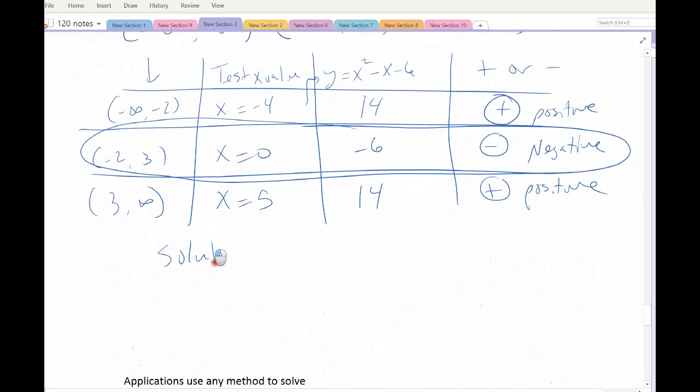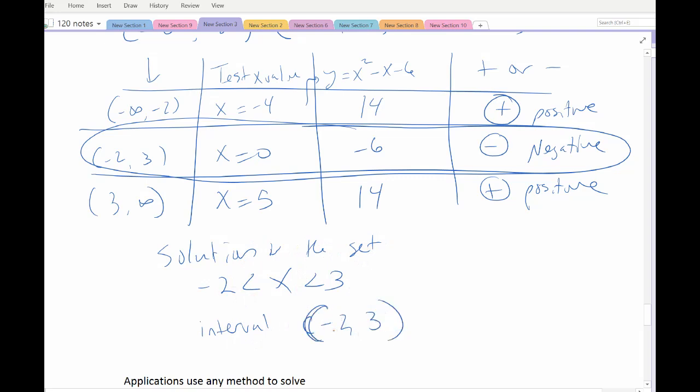So the solution is the set where x is less than 3 and greater than negative 2, or using interval notation, negative 2 to 3, where I use parentheses, right? Because I don't include the boundaries. I don't include the zeros. So I can plug anything I want from negative 2 to 3, not including negative 2 and 3, and I will get out a negative number from my original function, x squared minus x minus 6 less than 0. If I pick anything between negative 2 and 3, it'll come out negative.